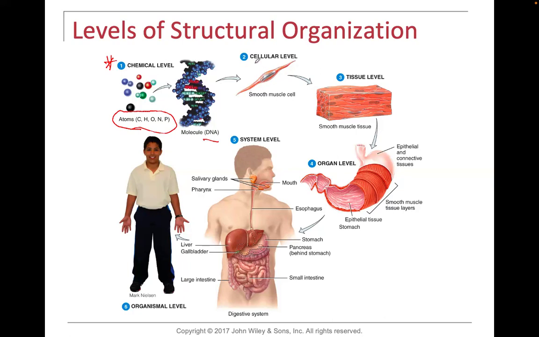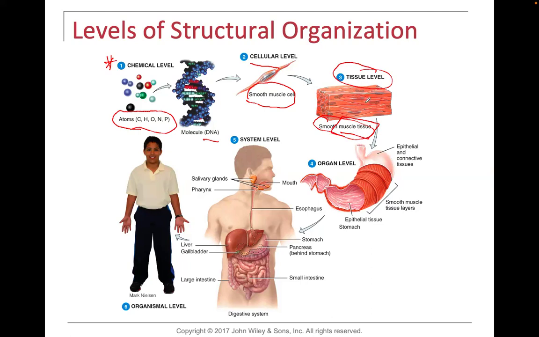When your chemicals come together, they make cells. In this particular case, this happens to be a smooth muscle cell, just one of them. But when you have a bunch of cells that come together, they're going to make tissues, right? These are a bunch of smooth muscle cells that are going to make smooth muscle tissue. Remember, that's one of the four types of tissues. We said that there's epithelial tissue, connective tissue, muscle tissue, and nerve tissue.